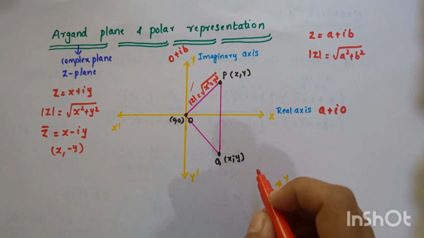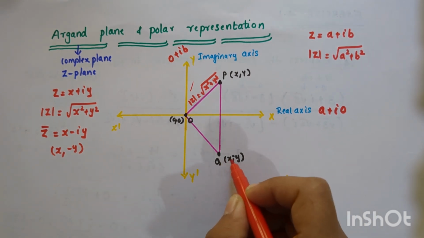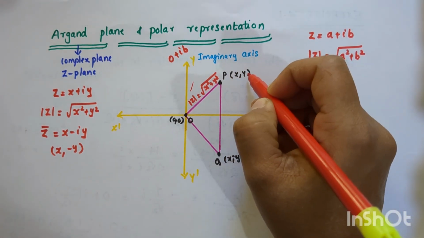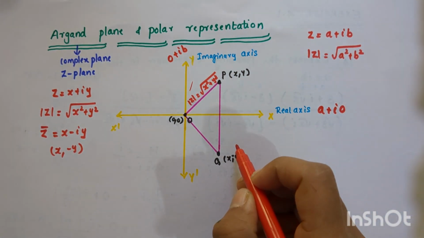Okay, so you see geometrically this point Q, which is x comma minus y, is the mirror image of this point P, which has the coordinates x comma y, on the real axis.